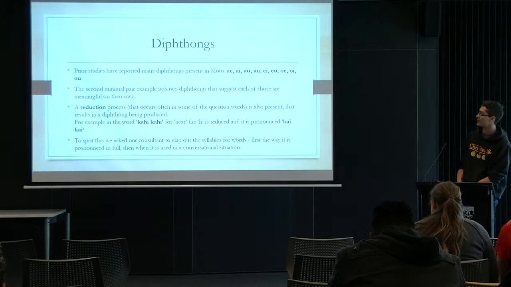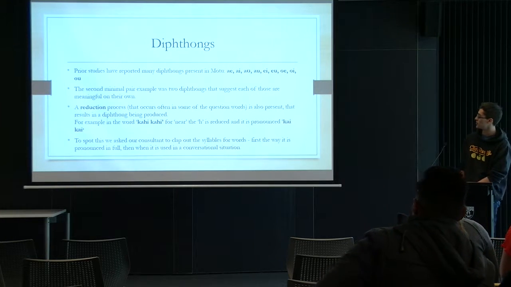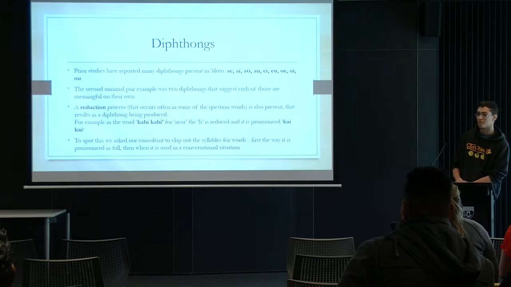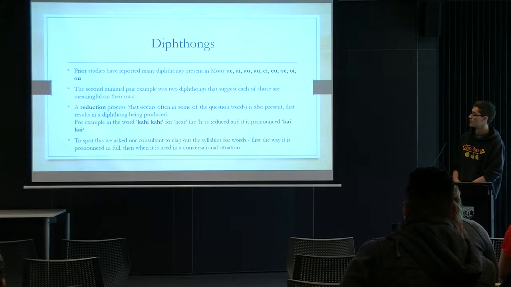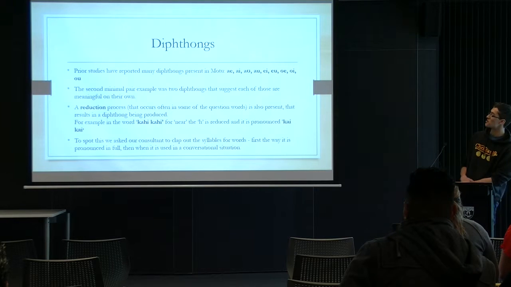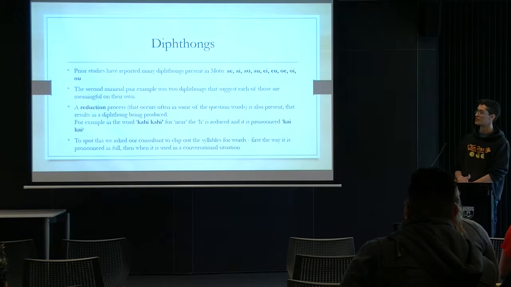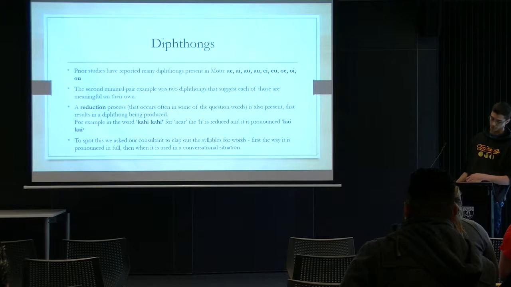A reduction process that often occurs in the question words, as Jen will talk about, is also present, and results in a diphthong being produced. For example, in the word kahi kahi for near, the H is often reduced and it gets pronounced as kai kai. To spot this, we asked Raho to clap out the syllables for words. First, the way it was pronounced in full, so kahi kahi, and then the way it would be used in conversation, so if she sped it up, it comes to kai kai, just two syllables.